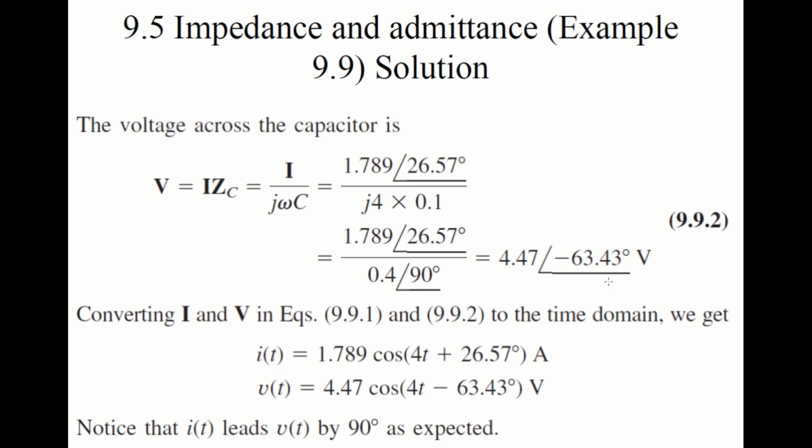After that, we need to find vo(t) and i(t). Since we get V in phasor form, you just change it to the time domain representation. So 4.4 cos(4t minus the phasor angle value over here), where 4 is the angular frequency of the voltage source.